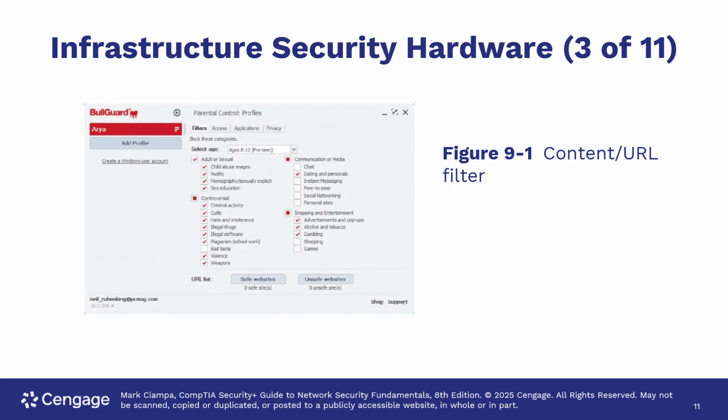And you can select the range. So if somebody, they'd have to pre-screen and say, okay, somebody that's age 8 to 12, we're going to block them from dating and personnel, child abuse images, nudity, pornography, sex education, and you can see all the rest of them down here. So everything that's checked, those are the filters that are going to go through. Okay?